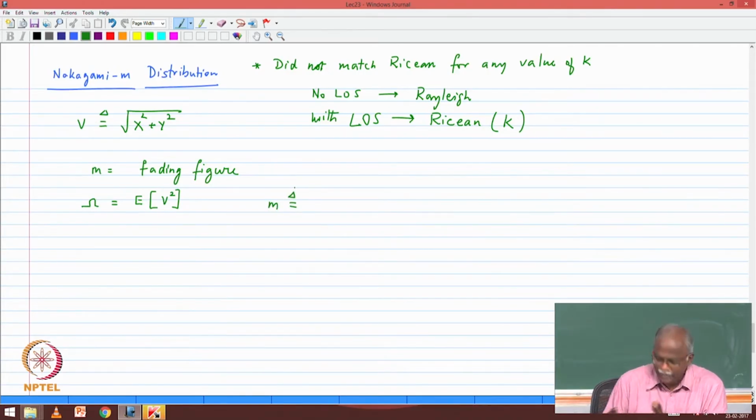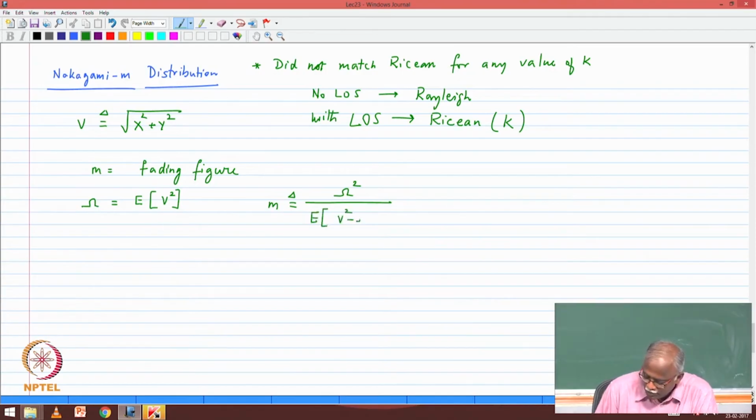involving the fourth power. Okay, again we are trying to fit the statistics to observed data. So the exact origins of this formulation are not documented, but the results are very useful. So expected value of v squared minus omega, whole squared. Okay, omega squared means it's the square of the square value. So basically it's like doing some fourth order statistics. So m is a fading figure, it's a dimensionless quantity.